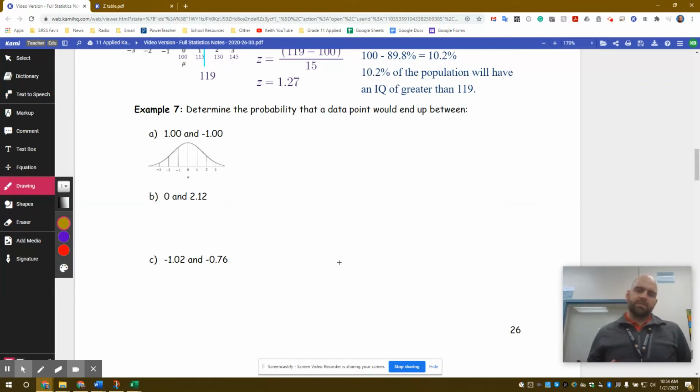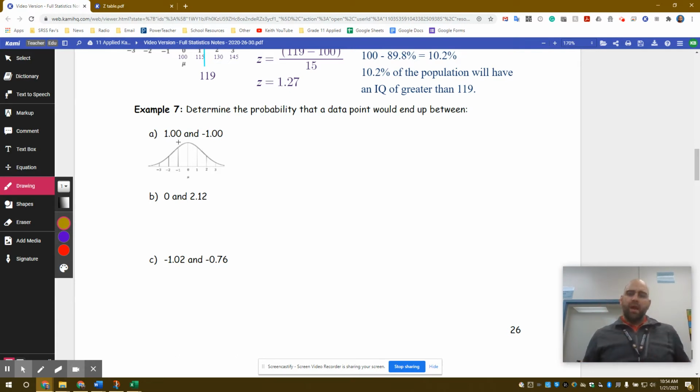So in the last couple examples, we've taken a look at what percentage of a population would be above or below a certain data point. What we can also do is figure out what percentage of the population is between two data points. Sometimes we want to know what percentage of people or data points are between a low point and a high point, and we can do that using our z-scores.